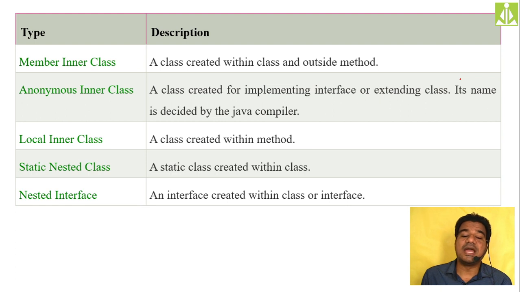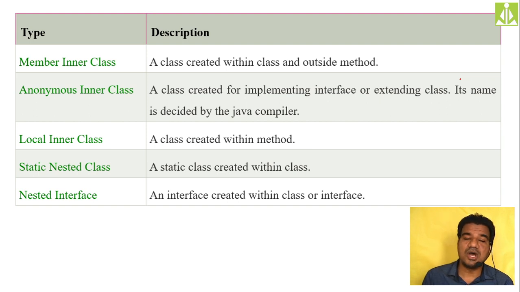Then the anonymous inner class, a class created for implementing interfaces. When we study the concept of interfaces, you will understand this more easily. Generally interfaces will not have any implementations for methods, so those methods need to be implemented. For implementing such methods, we create classes, and those classes will not have any name. The classes which are implementing the interfaces will not have any name in reality, and we call such classes anonymous inner classes, and they are also non-static in nature.